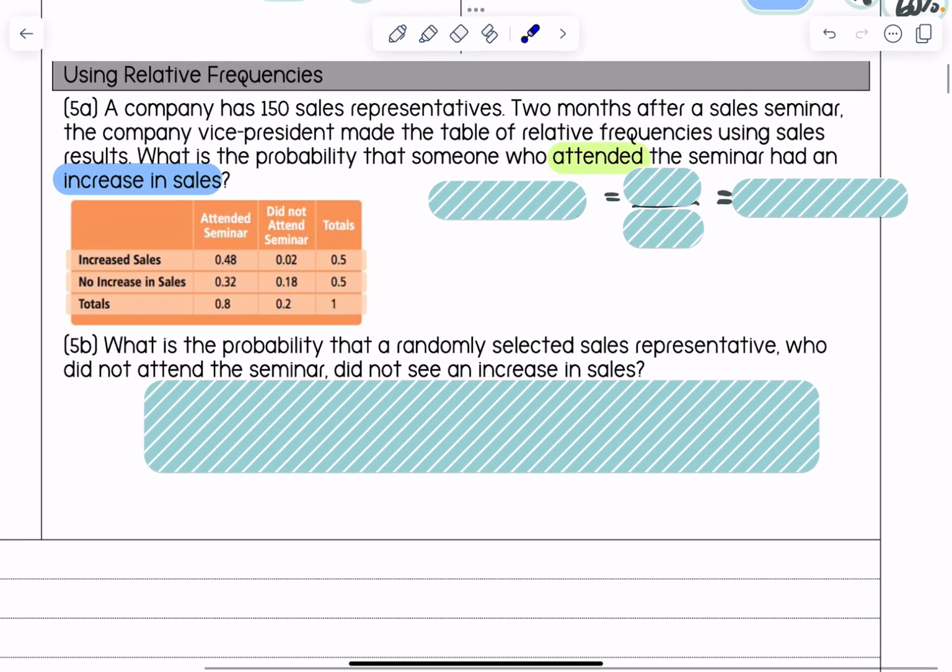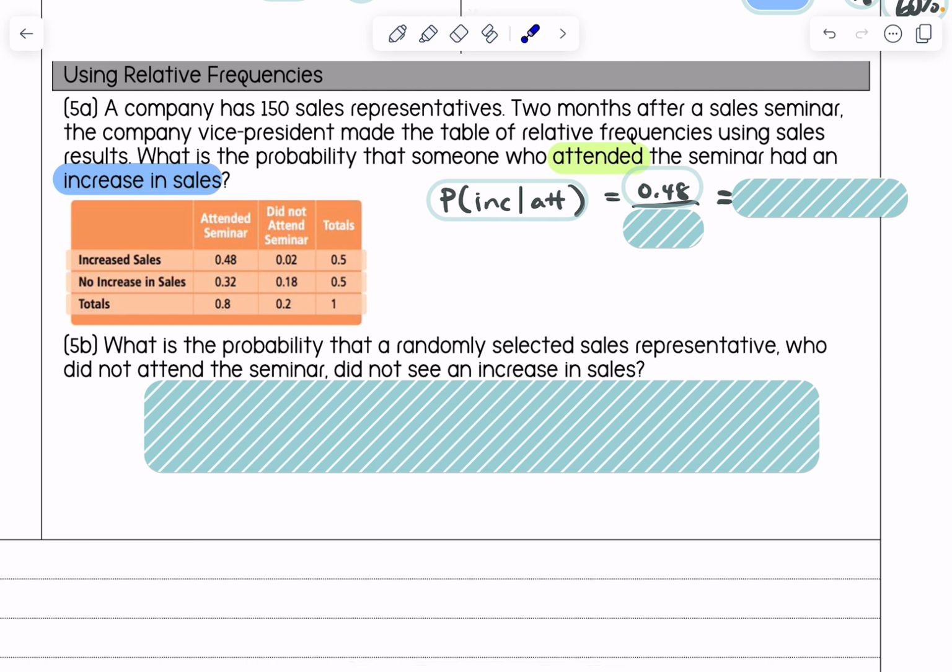Feel free to pause and try 5A and 5B on your own. A company has 150 sales representatives. 2 months after a sales seminar, the company vice president made the table of relative frequencies using sales results. What is the probability that someone who attended the seminar had an increase in sales? Well, there's two conditions. Somebody who attended the seminar and had an increase in sales, that's 0.48. By the way, these are percents. That 0.48 really means 48%. That 0.02 means 2%. So the probability of somebody who had an increase in sales given that they attended the seminar, attended, increase, that's 0.48.